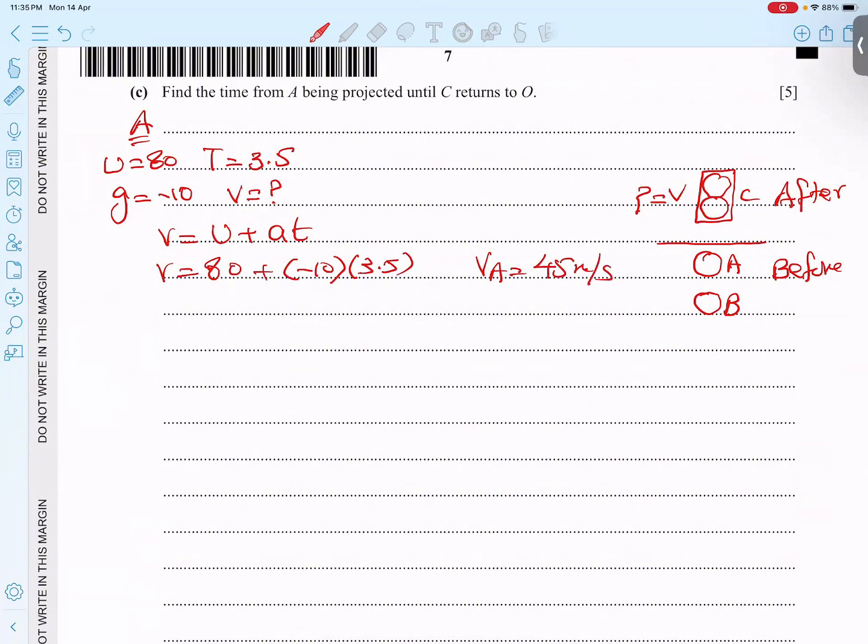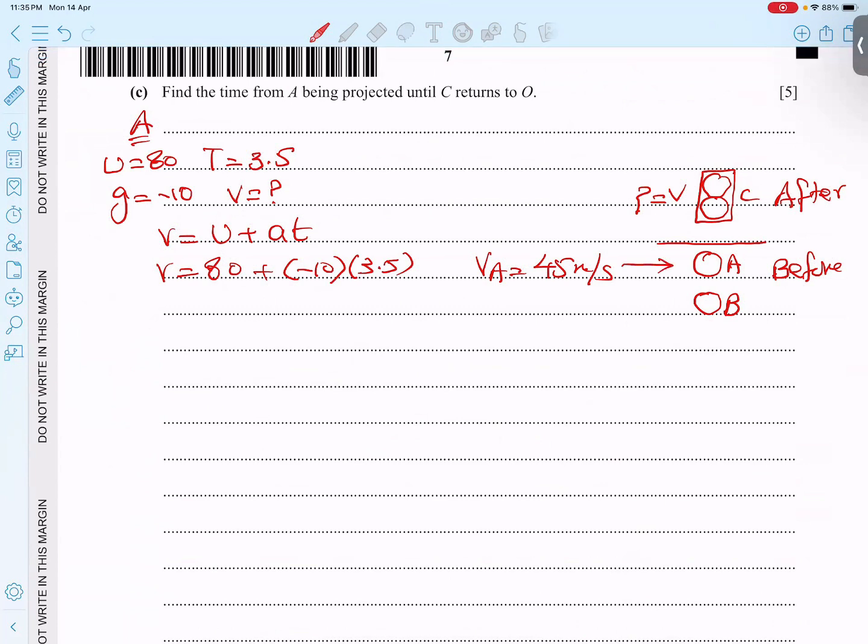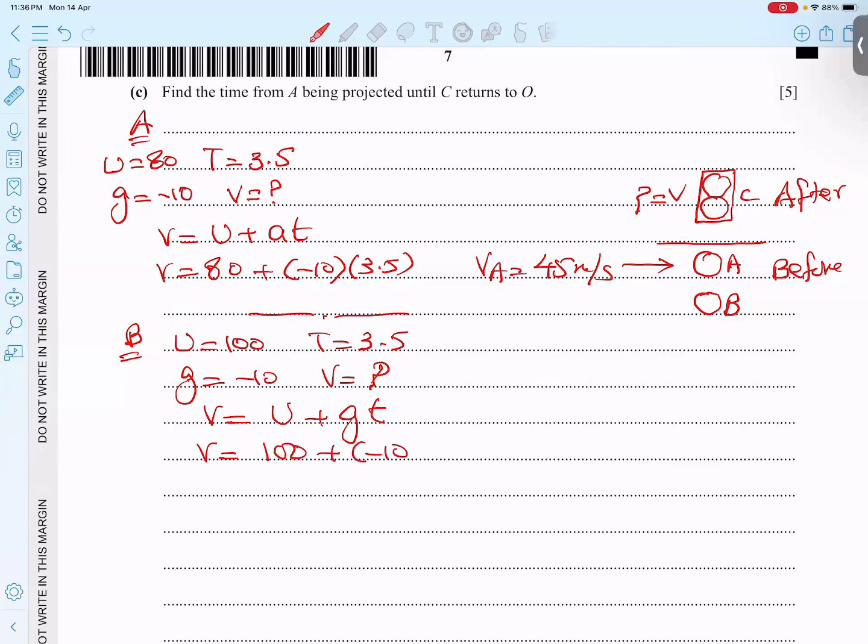So this is the velocity of this particle. All right, now in the same manner, I will go for particle B. U is 100, we know it already, time is 3.5, gravity is -10, and the last velocity is what we need to find. Again, V equals U plus GT. So U is 100, gravity is -10, and this is 3.5. That's 35, and I got 65.